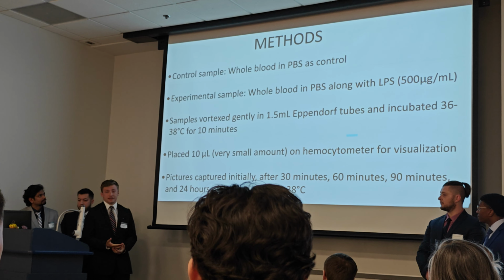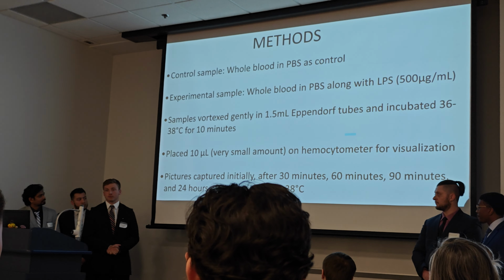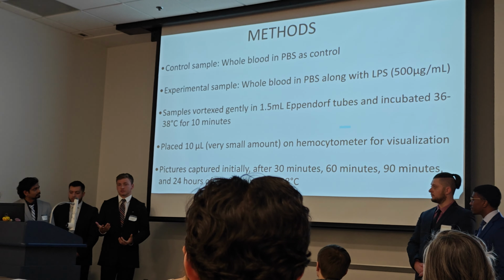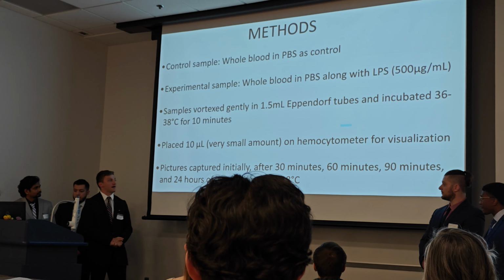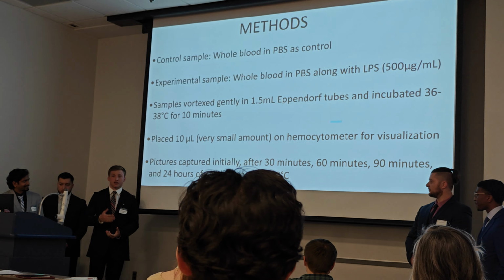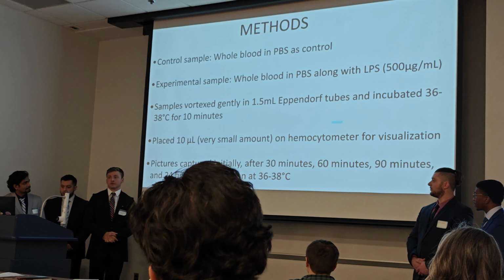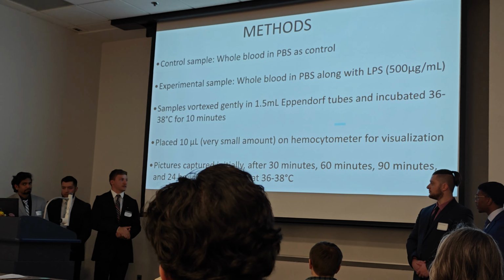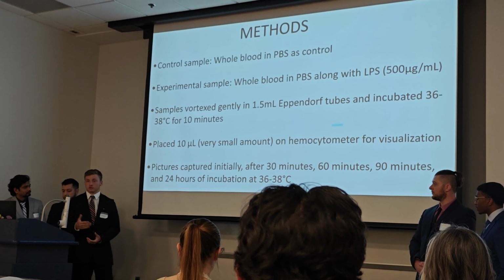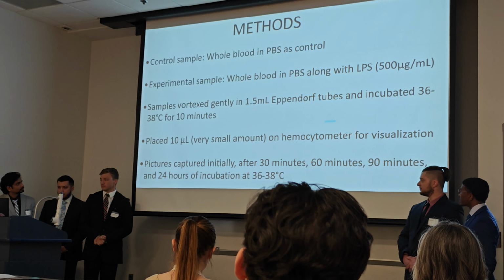We incubated them for 10 minutes at 36 to 38 degrees Celsius, which is right around human body temperature. We took 10 microliters, which is a very small amount, and put them on a hemocytometer under the microscope to count the number of cells, and I'll get to how a hemocytometer works in the next slide. And then we took pictures right after the 10 minutes, which we call the initial, then at 30 minutes, 60 minutes, 90 minutes, and finally over a 24-hour span, which you can see in the upcoming slides.